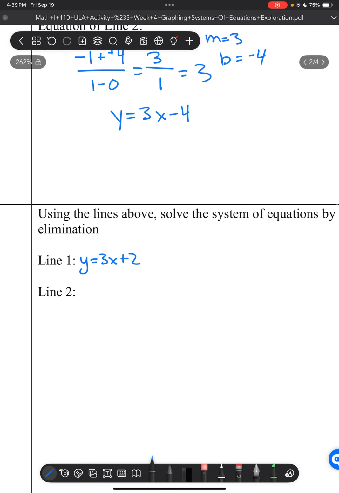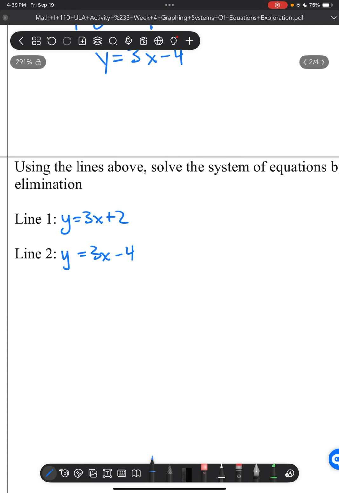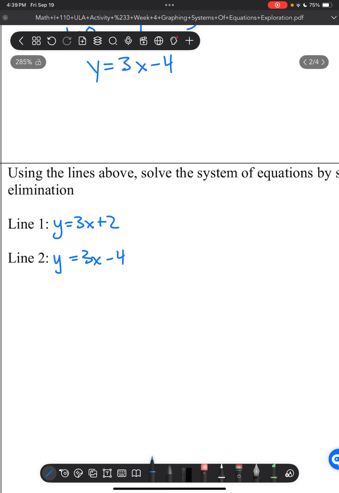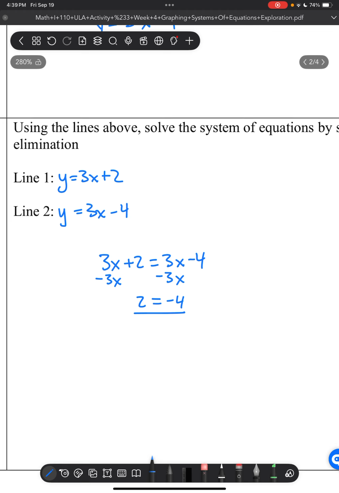Okay, I'm going to move on to this next box here. All right, so easily enough, I'm just going to do substitution here because we're going to notice something. If they both equal y, let's make them equal to each other. So 3x plus 2 equals 3x minus 4. By doing that, we get rid of our 3x, leaving us with 2 equals negative 4. Now we notice that 2 equals negative 4 is not a true statement, so that means there's no solution.